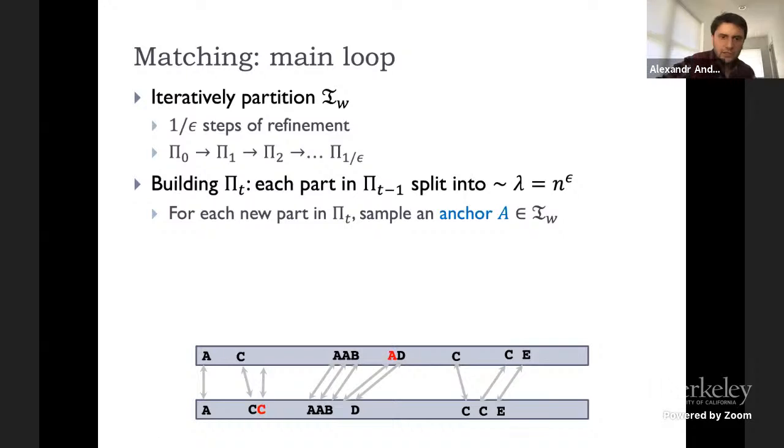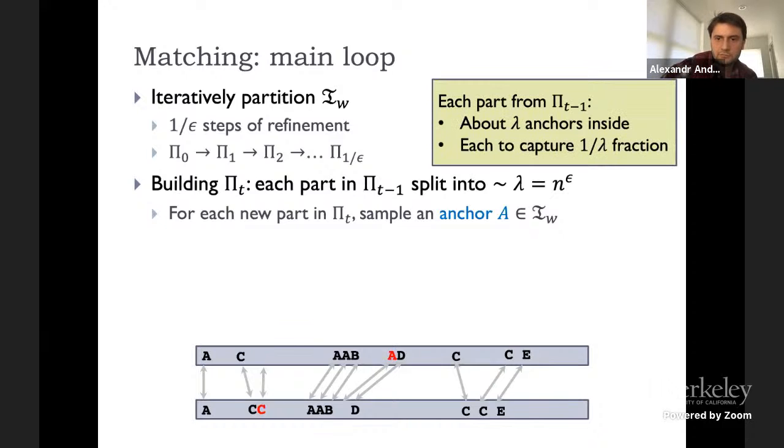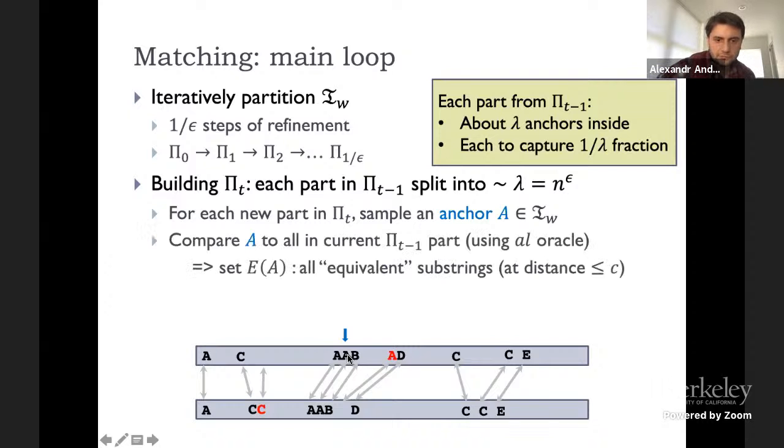And how is this done? Well, for each new part in pi t, we do something as follows. We sample an anchor A. Okay, something like this here. This is an anchor, let's say. These letters, which are black or red, are basically the things which are in the current part. And since we're just focusing on one part in the previous partition, we sample some A. Then we compare this anchor, right?